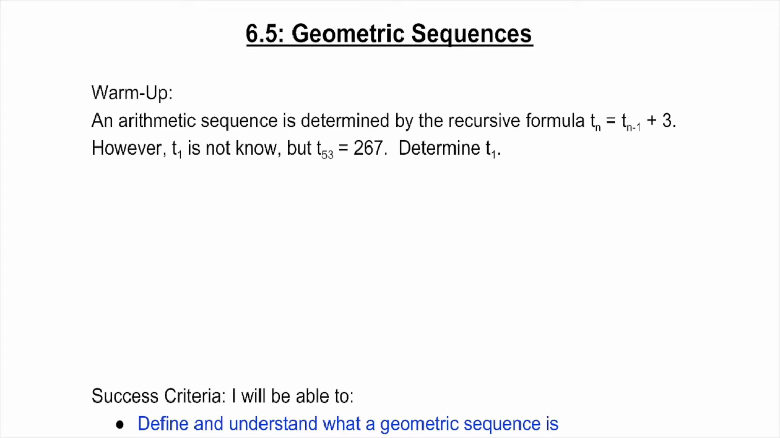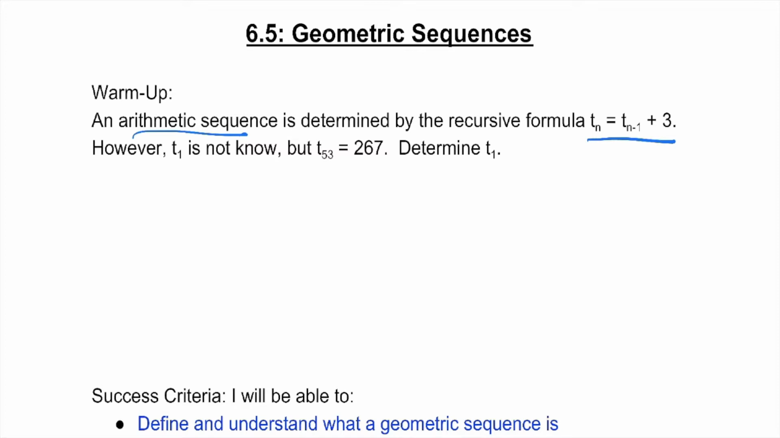So here we know that's an arithmetic sequence, and we're told that the recursive formula in this case is t of n is equal to t of n minus 1 plus 3. In other words, for a given term, it's going to be the previous term plus 3. But with any recursive formula, we have to be given that initial starting point for it to be complete. So in this case, we do not know what t of 1 is, but we do know that the 53rd term, or t of 53, is 267. So how can we determine the first term?